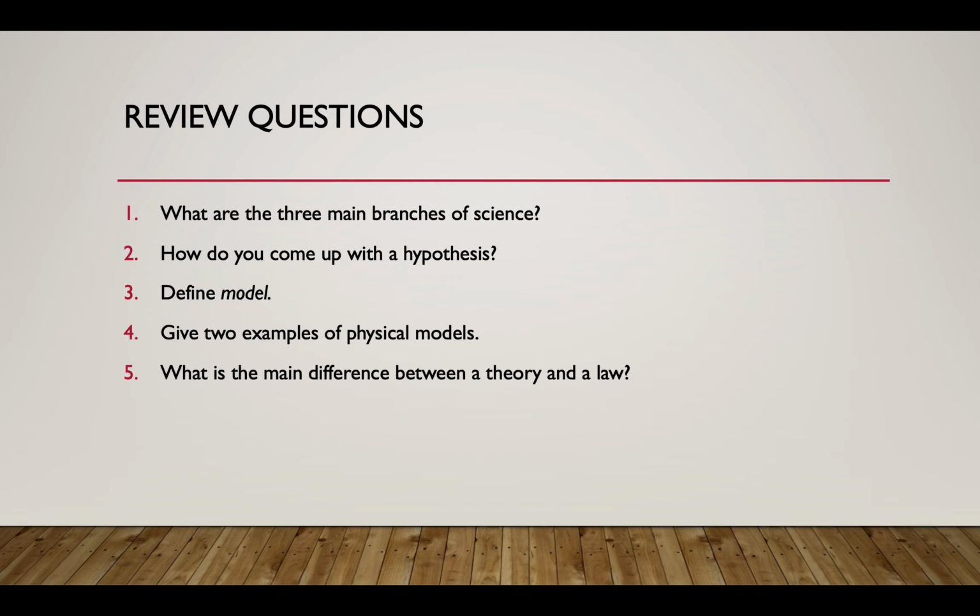The first question is, what are the 3 main branches of science? The second one, how do you come up with a hypothesis? Third one, define the word model. Fourth one, give 2 examples of physical models. Fifth one, what is the main difference between a theory and a law?